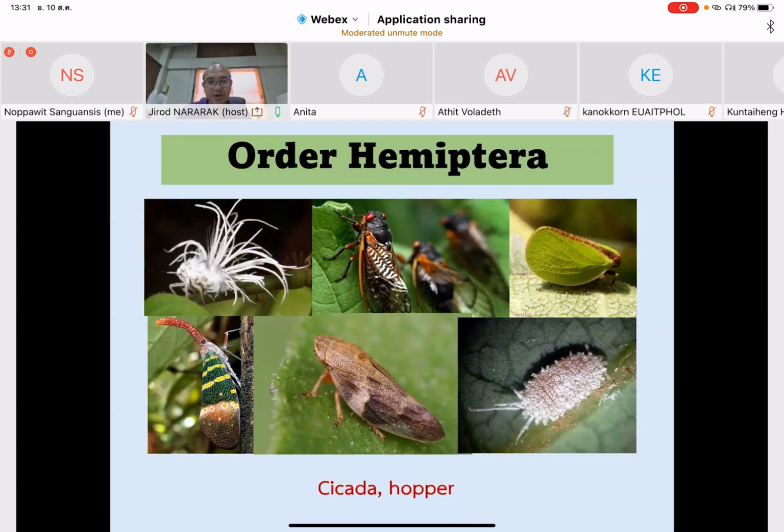Another suborder also belongs to the order Hemiptera, but used to be the order Homoptera. Now they are combined together in the Hemiptera. For example, cicadas and hoppers, you can see in this figure. They have the same characteristic, the triangle scutellum.